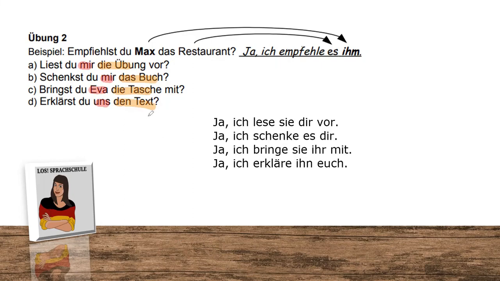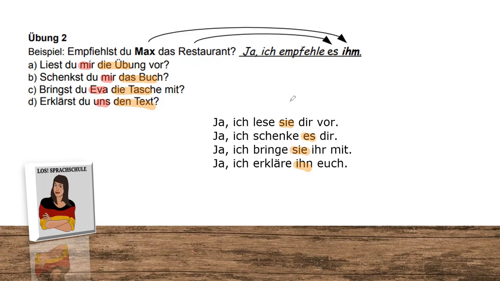Liest du mir die Übung vor? Ja, ich lese sie dir vor. Schenkst du mir das Buch? Ja, ich schenke es dir. Bringst du Eva die Tasche mit? Ja, ich bringe sie ihr mit. Erklärst du uns den Text? Ja, ich erkläre ihn euch.